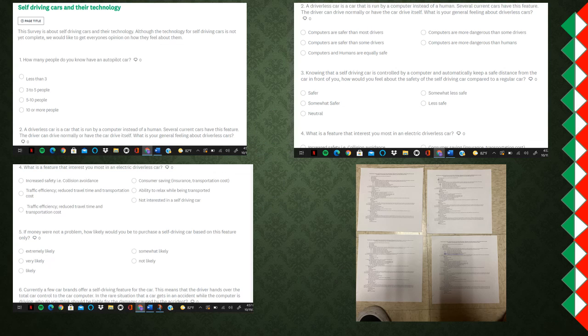So this slide is just examples of what my survey looked like. The top 2 and the bottom one to the left are from SurveyMonkey, so it's just an example of what they look like for the actual survey on SurveyMonkey. And then bottom right is just a picture of a couple paper surveys that I did.